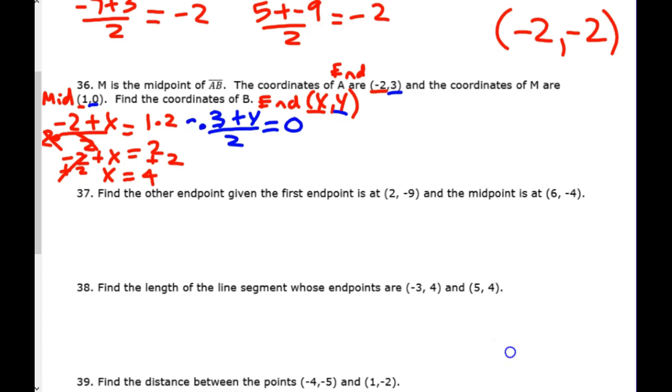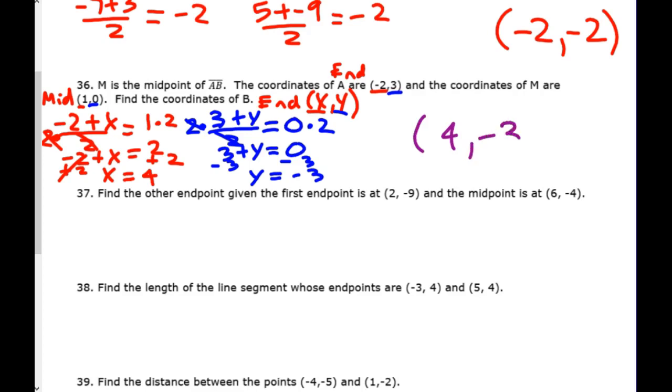Same thing here. Times 2 cancels it out. Times 2. 3 plus y equals 0. Minus 3, minus 3. Y is equal to negative 3. So we get 4 comma negative 3 for the missing end point. Okay? So again, we're on number 37. We're given an end point, we're given a midpoint, and then the other end point we don't know is going to be X comma Y.